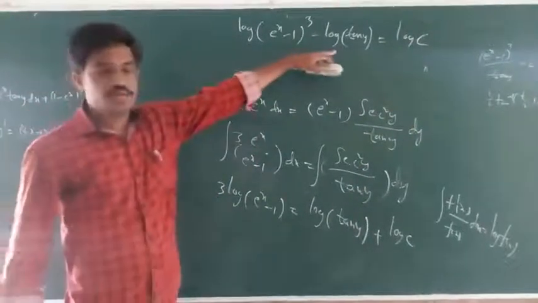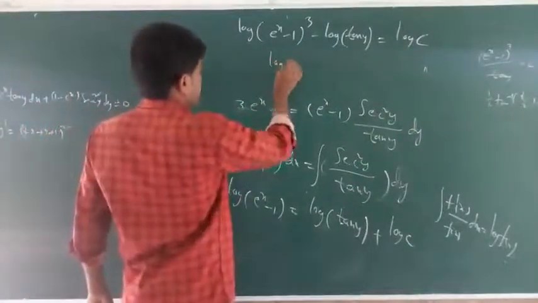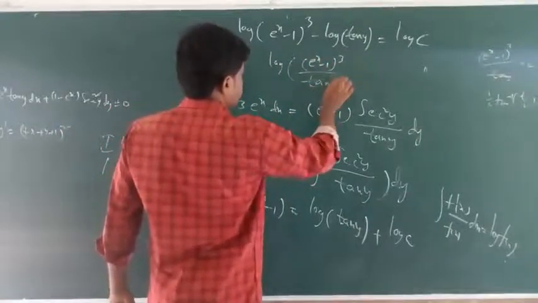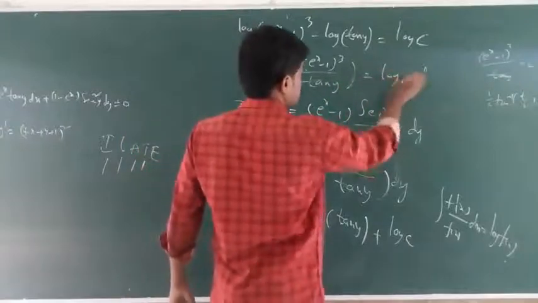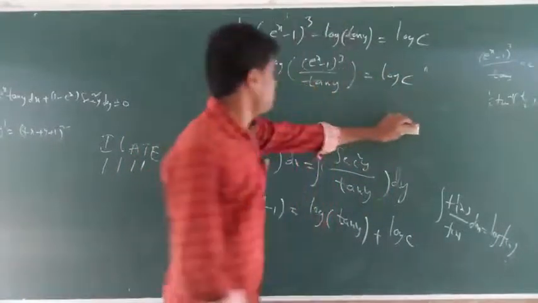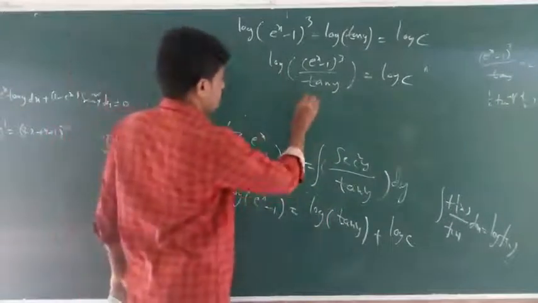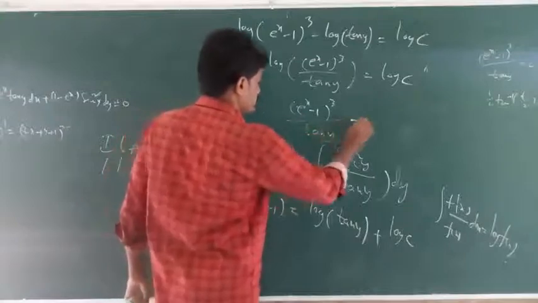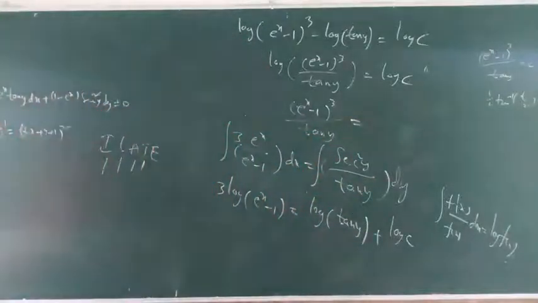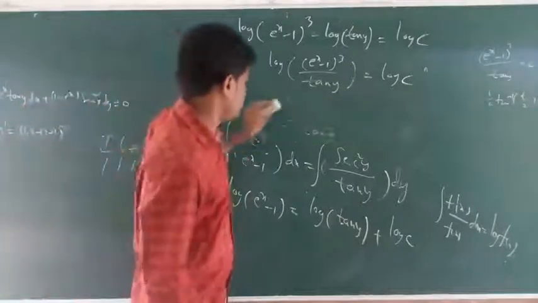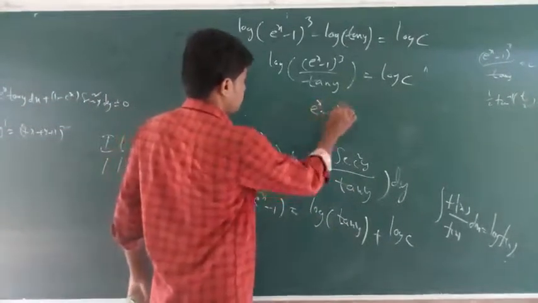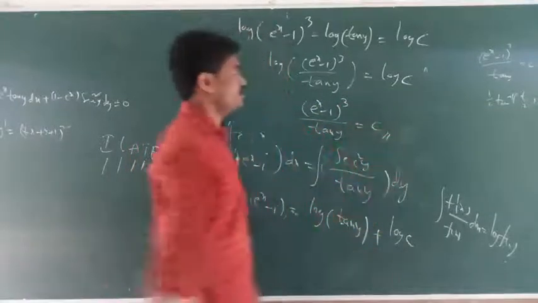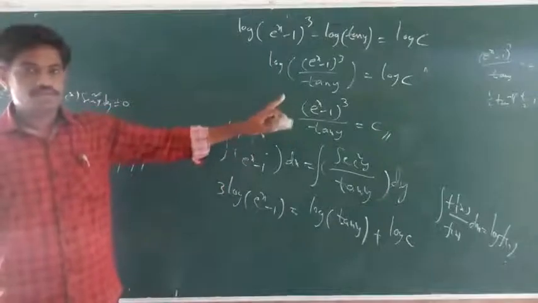So log a minus log b is log of a by b. So log of (e^x − 1) whole cube by tan y is equal to log c. So finally the log on both sides cancels. (e^x − 1) whole cube by tan y. Final answer: (e^x − 1)³ by tan y is equal to c. So this is the final general solution of the second question.